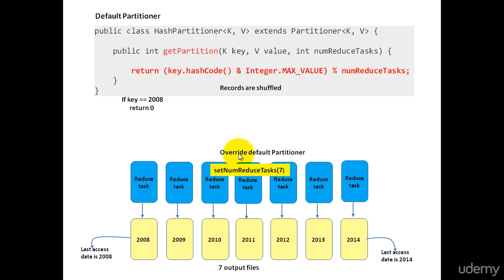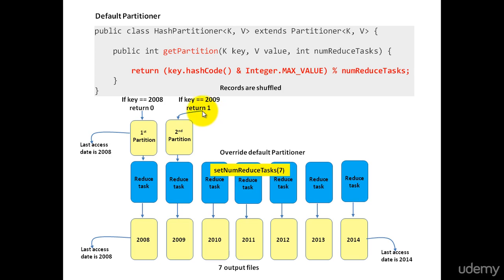Custom partitioner must look something like this. If the map key is 2008, that is if the year of last access date is 2008, then don't do any hashing and modulo. Simply return 0. So that all the records whose year of last access date is 2008 go to the first partition, which in turn goes to the first reducer. Similarly, if the key is 2009, then return 1. So that all the records whose year of last access date is 2009 go to the second partition, which in turn goes to the second reducer.